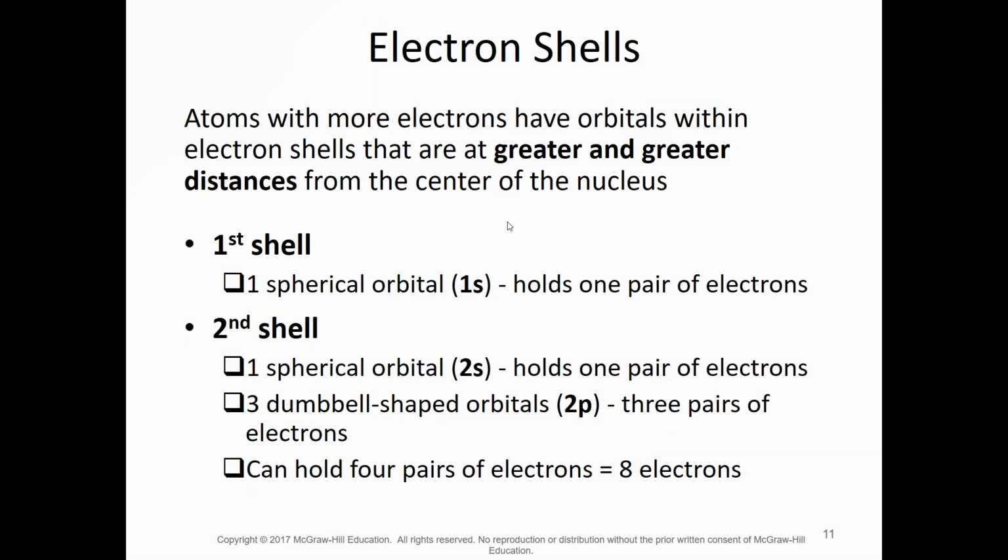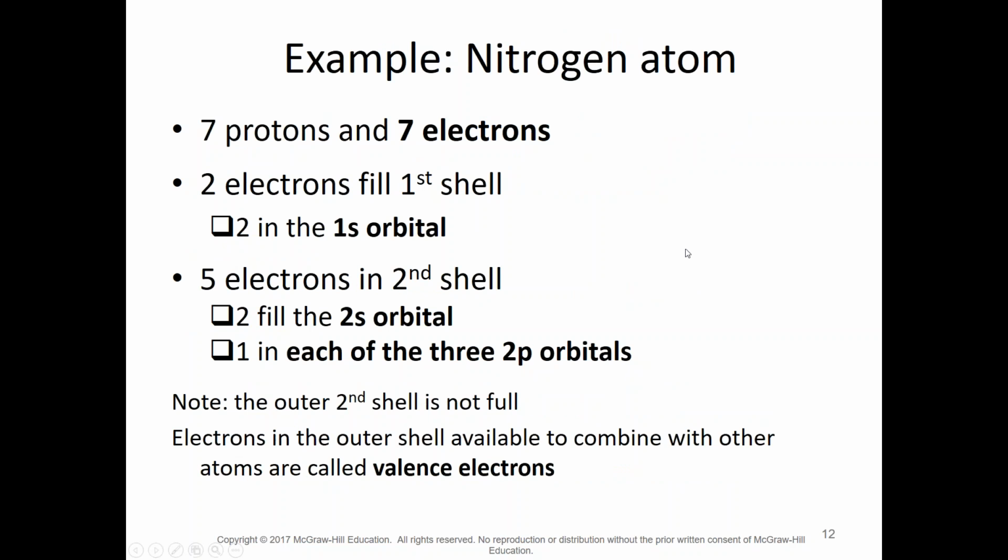I'm sure you're breathing a sigh of relief not having to worry about the third or the fourth shell where we have 7 f orbitals. Wow, it gets crazy. All right, so let's get on to nitrogen now to bring it home. So at this point, you're probably thinking, all right, Mr. Spath, I need an example. Yes, so let's look at nitrogen.